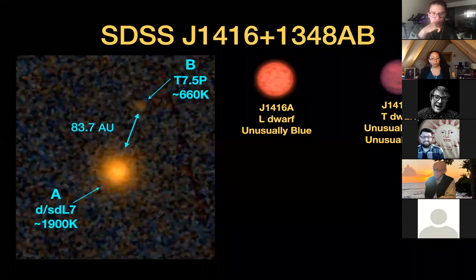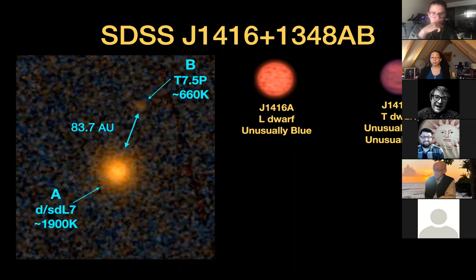1416A is the primary. It's an L dwarf. It's spectral typed as subdwarf L7, so its spectral features aren't as extreme as these other subdwarfs, but it does stand out from the field objects. So it has an unusually blue near-infrared color, but not all of the features are very extreme. From our retrieval work, we get a temperature of around 1900 Kelvin, while from determining the temperature from SEDs, we get a cooler temperature of around 1700 Kelvin.